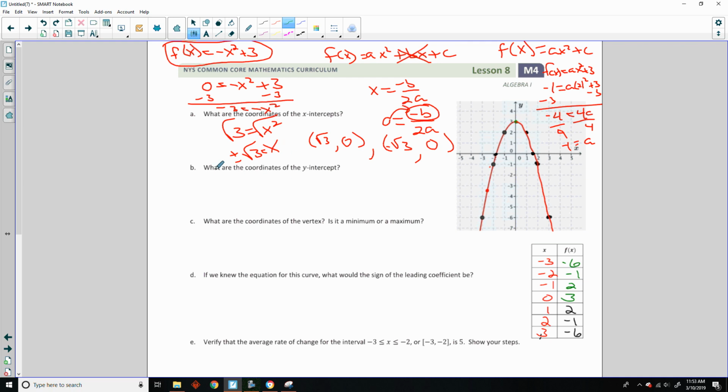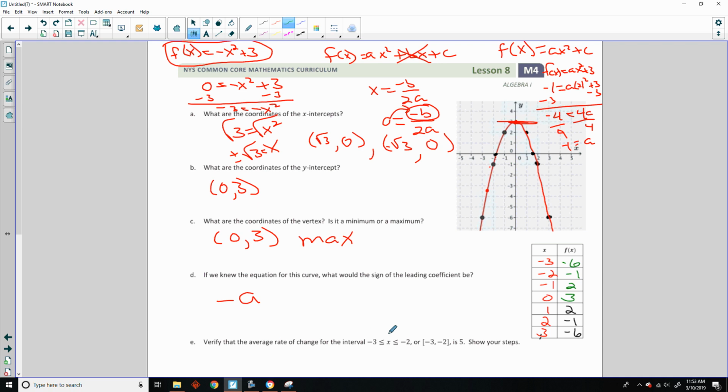Okay, that was a little tricky. B, what are the coordinates of the y-intercept? Well, the y-intercept is right here, and it's the point 0, comma, 3. It's also the vertex. What are the coordinates of the vertex? Well, I just said 0, 3. Is it a minimum or maximum? It's at the top. A is negative. It is a max. If we knew the equation of the curve, what would the sign of the leading coefficient be? It's opening down, so it'd be negative a.